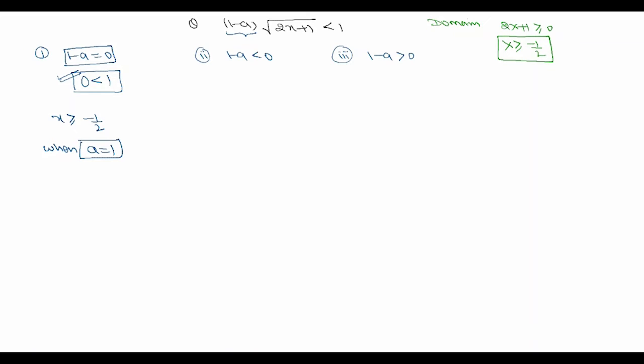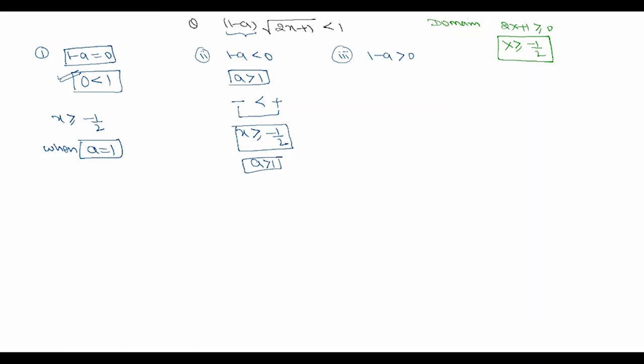Now for the second case, when a is actually greater than 1, in that case, 1 minus a is negative. So my left hand side is negative and right hand side is positive. Now a negative number is always less than a positive number, provided the conditions of the domain are satisfied. So from the second case also, I'll get the condition: this is true when x is greater than or equal to minus 1 by 2, when a is greater than 1.